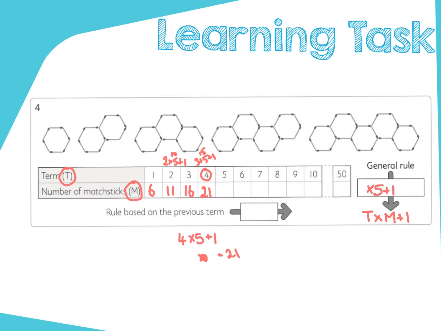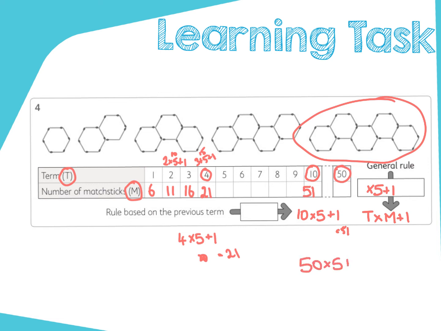And what I can do, the reason why we like to figure this stuff out, is I can go straight to 10. I can say, well, 10 times 5 plus 1. 10 times 5 is 50, plus 1 equals 51. So 51. It would take 51 matches to do 10 terms of this shape. All right? So then I can go straight to 50 now, and I can say, well, 50 times 5 plus 1.